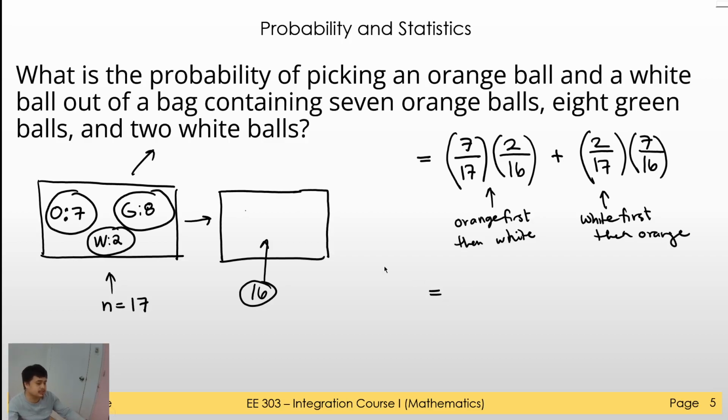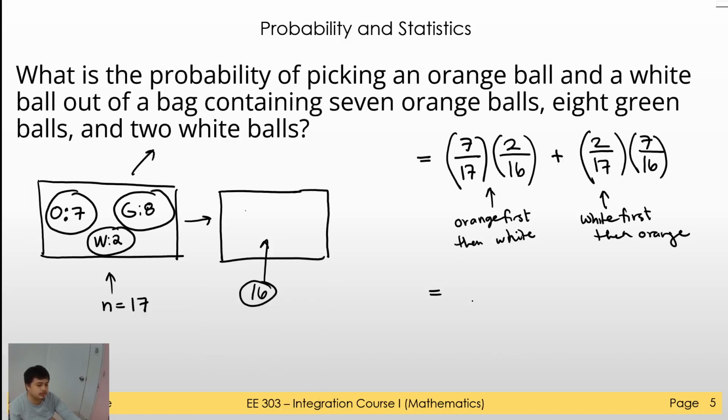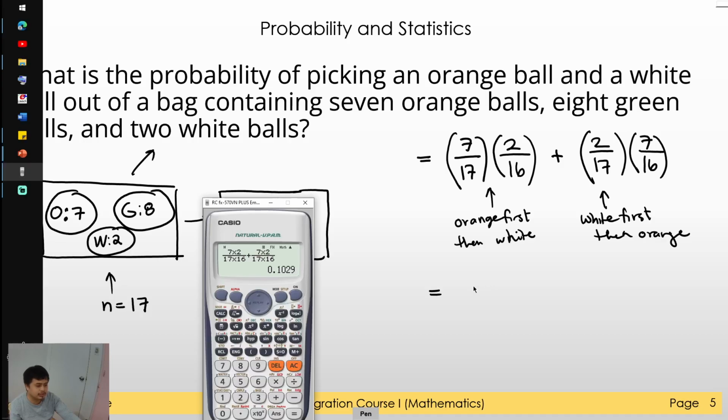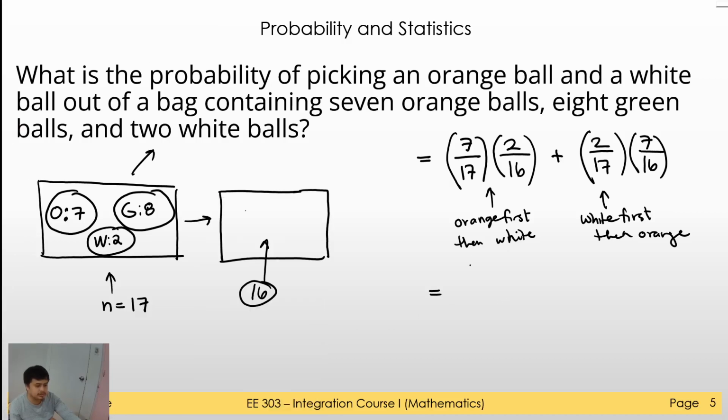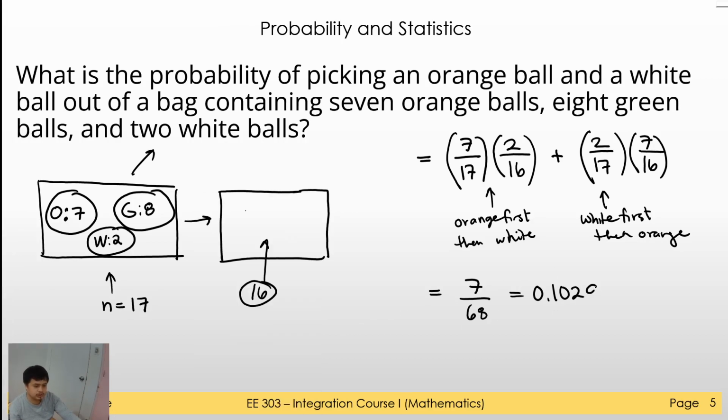So calculating this, we will have an answer of 7 times 2 over 17 times 16 plus 7 times 2 over 17 times 16. So we have 7 over 68. So you can write the rational form: 7 over 68, or 0.1029. Okay, so that will be your answer.